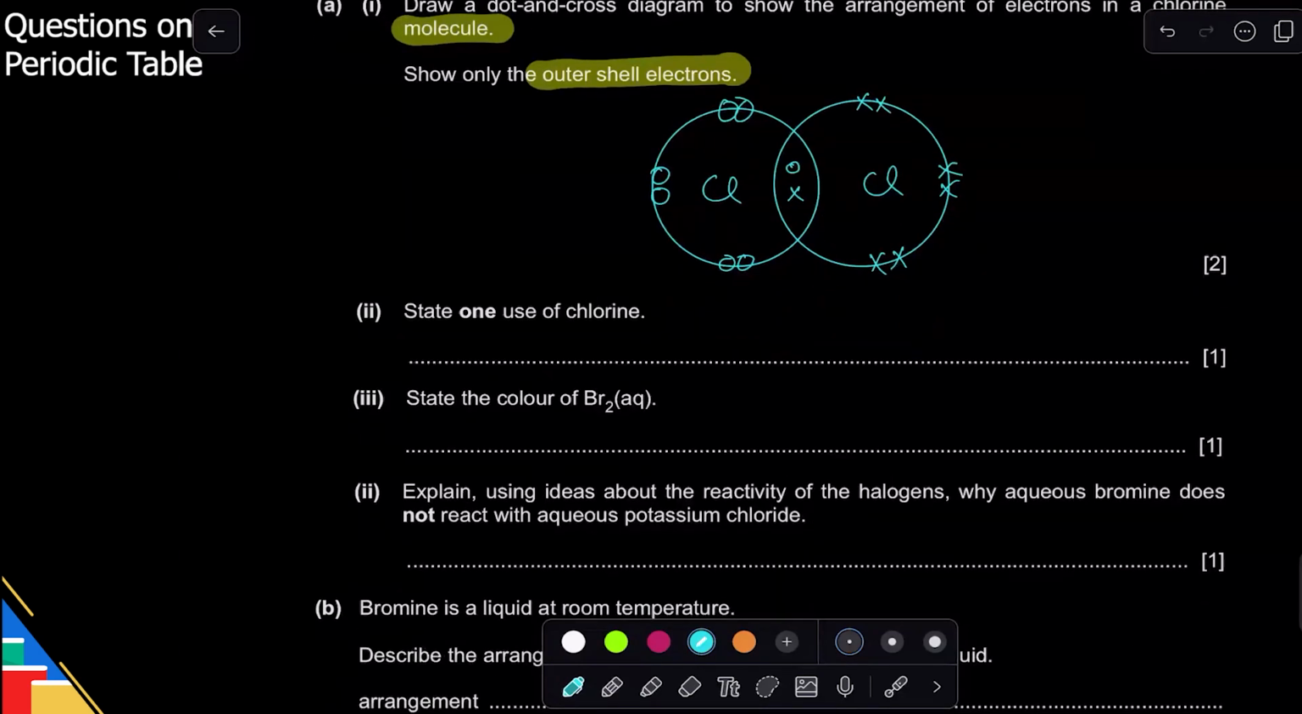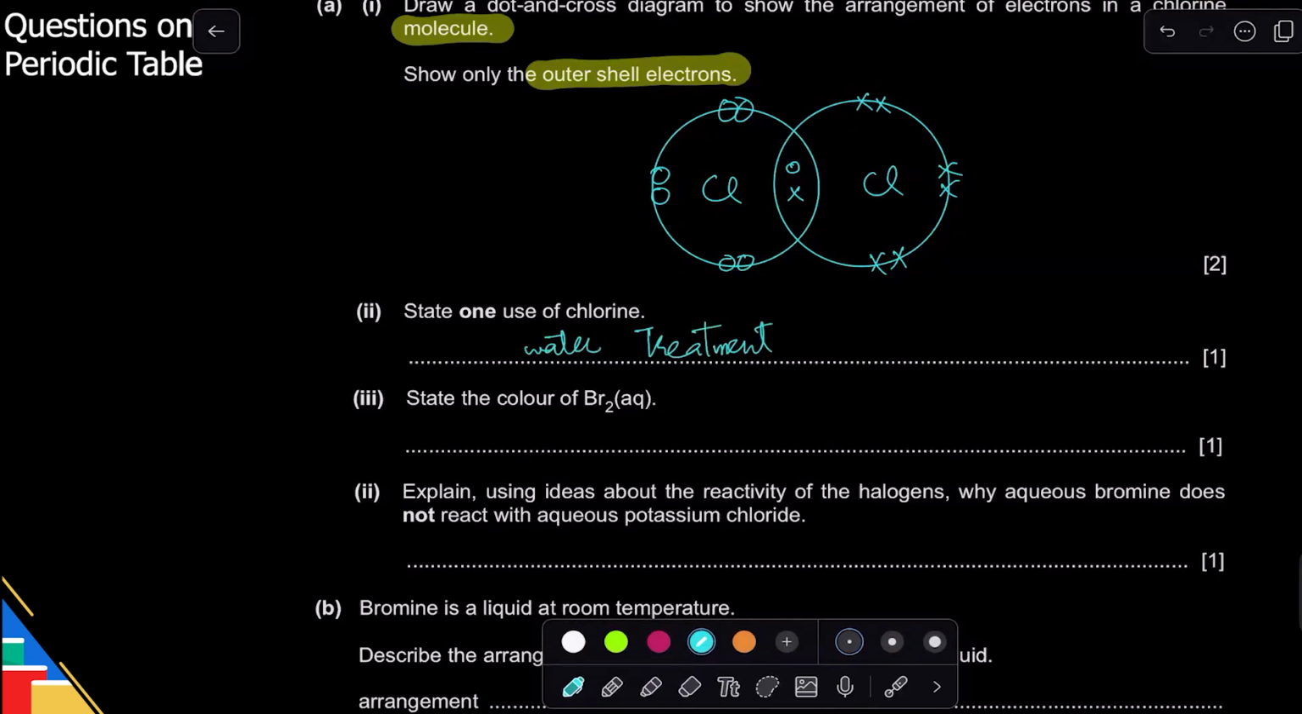State one use of chlorine. So there are many uses of chlorine. One of those is that it is used to treat water. It is used in water treatment plants. Why? Because it kills bacteria. It changes the pH of water, so because of that the water becomes slightly acidic, and bacteria cannot survive. Of course, we do not add too much because it's also poisonous to humans. But a very small quantity in a very large amount of water will make it safe for human use. So it is used to kill bacteria, or you can say that it is used in water treatment.